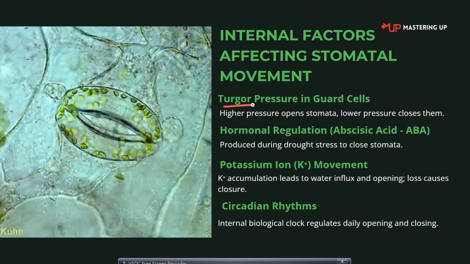So first of all, turgor pressure in guard cells. When the guard cells have turgor pressure, they open the stomata. High pressure inside the guard cell causes the stomata to open. When the pressure is low, they will relax, and it will lead to the closure of the stomata.